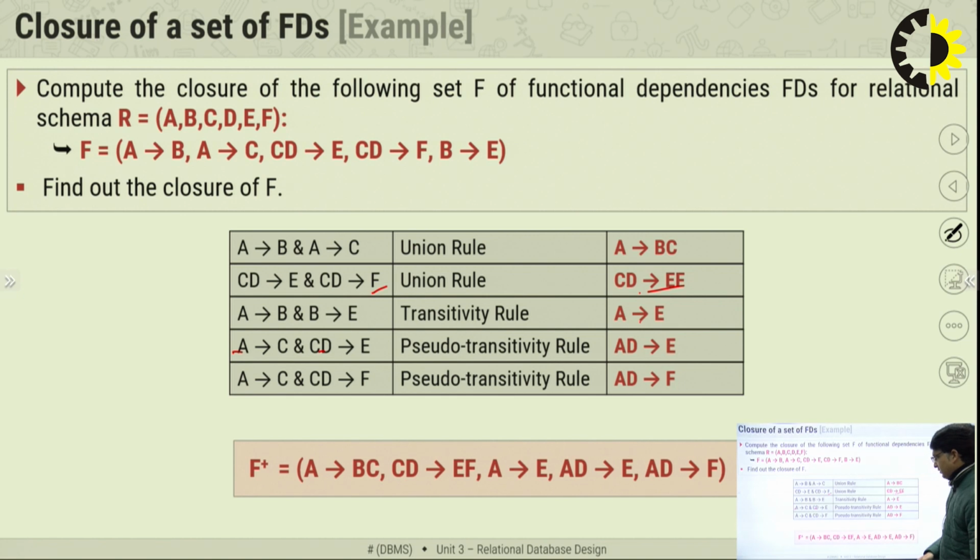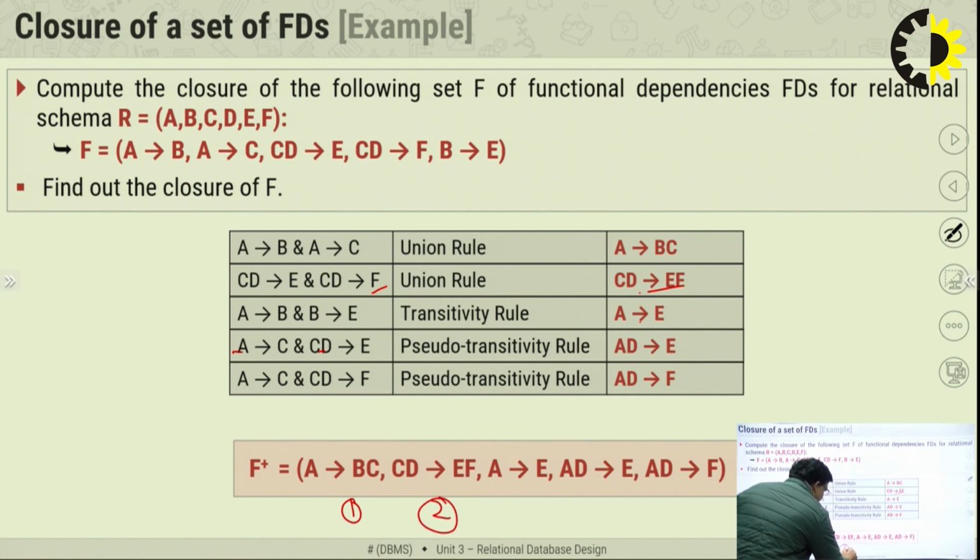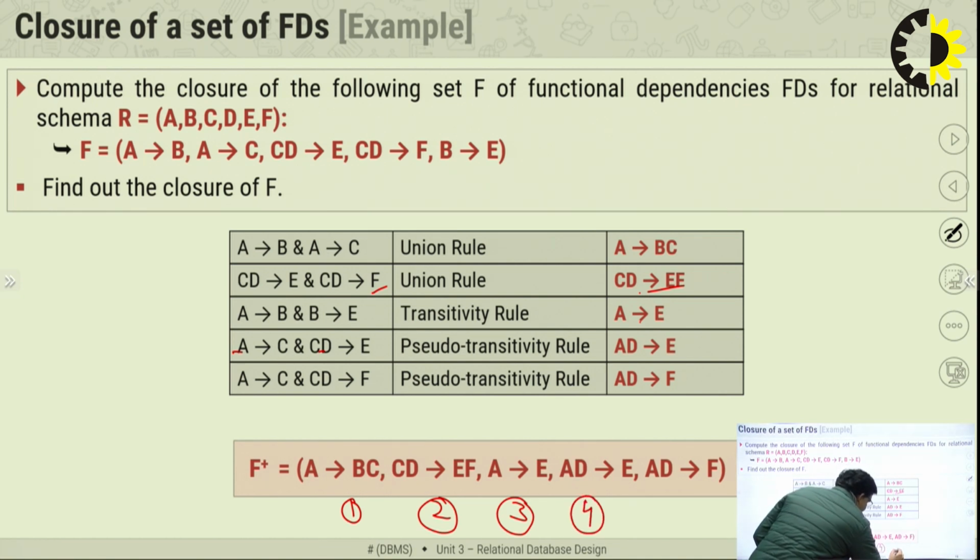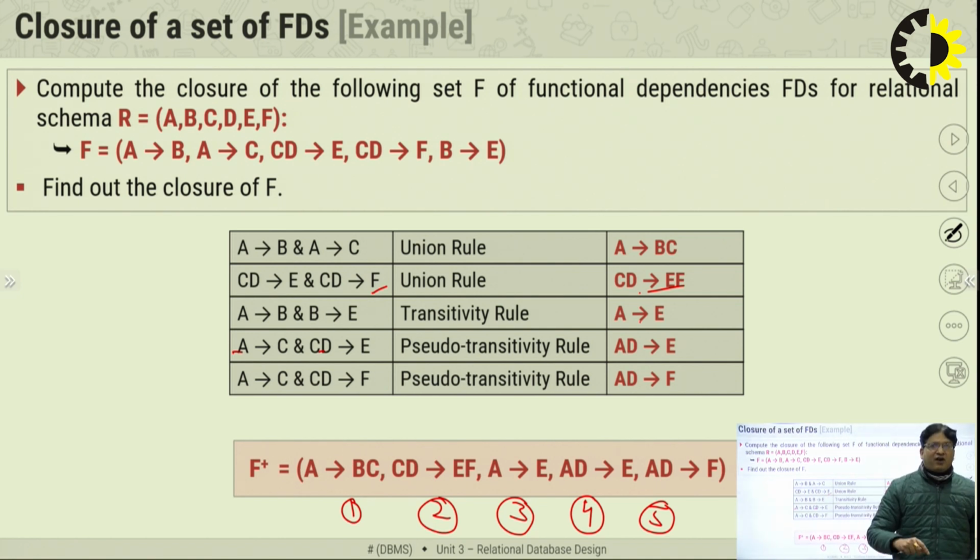Now let us sum up the new set of FDs that we have got: first, A determines 1, A determines BC; second, CD determines EF; third, A determines E; fourth, AD determines E; and fifth, AD determines F. Now we have got 5 new FDs.